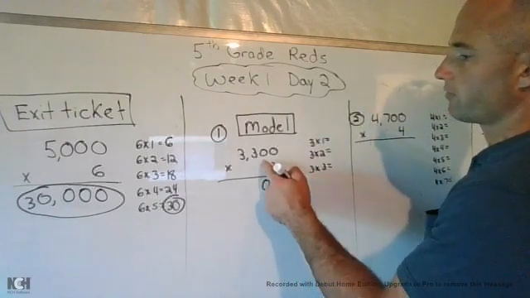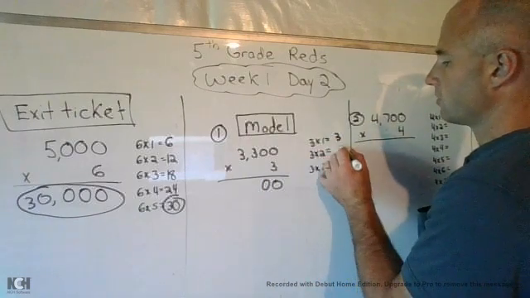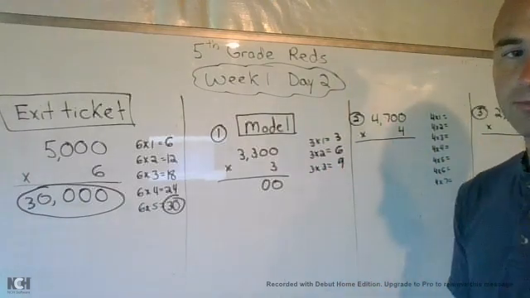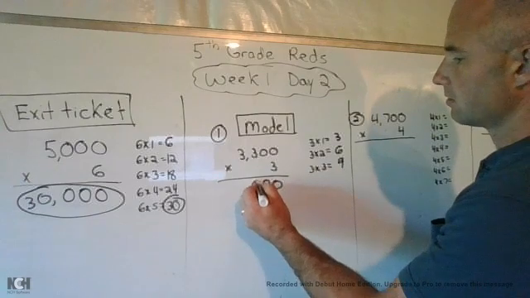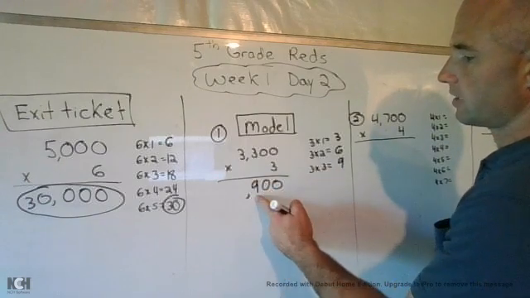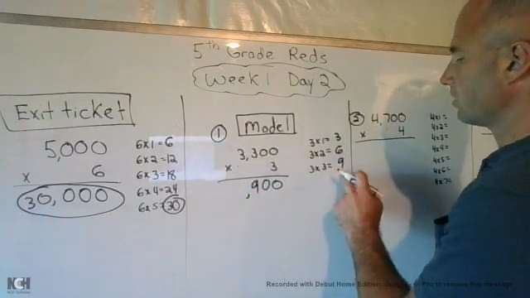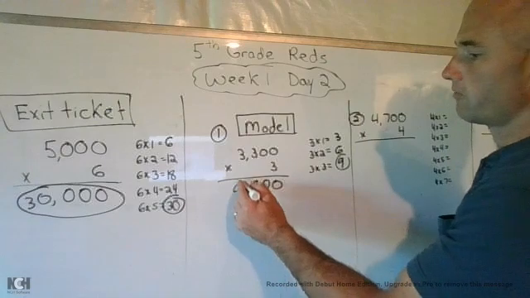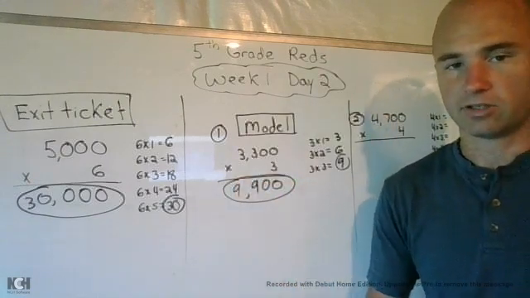But now I'm going to do my 3 times tables trick. 3 times 1 equals 3. 3 times 2 is 6. 3 times 3 is 9. It's as high as I have to go. So 3 times 3 over here is 900. That 9 means 900. And 3 times 3 is another 9, which is 9,000. So therefore, my answer for my model problem is 9,900.